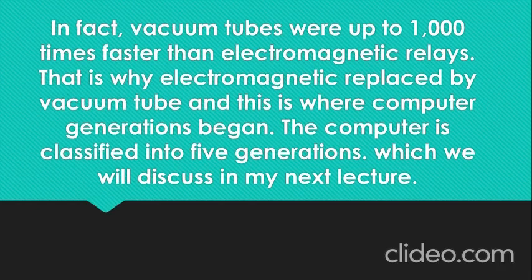In fact, vacuum tubes were up to 1000 times faster than electromagnetic relays. That is why electromagnetic relays were replaced by vacuum tubes, and this is where computer generations begin. The computer is classified into 5 generations, which we will discuss in my next lecture.